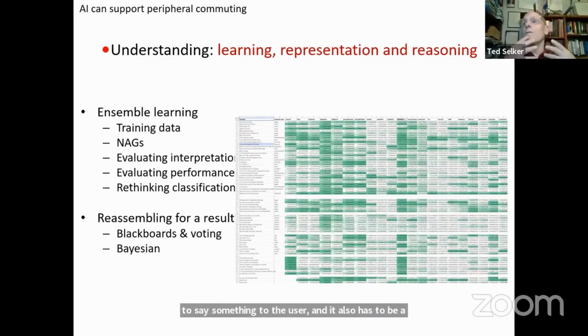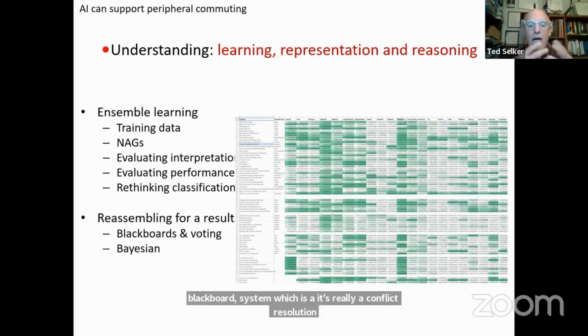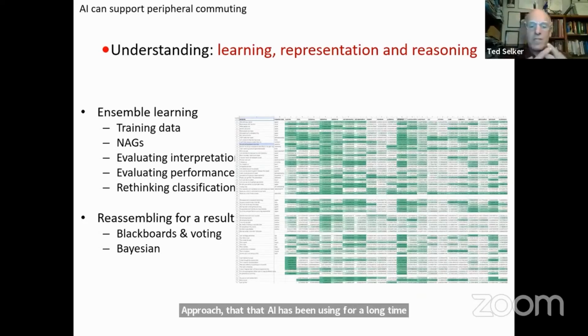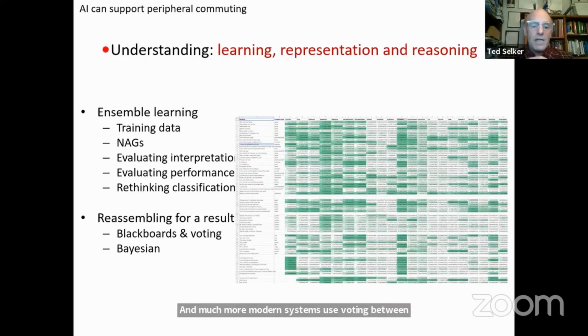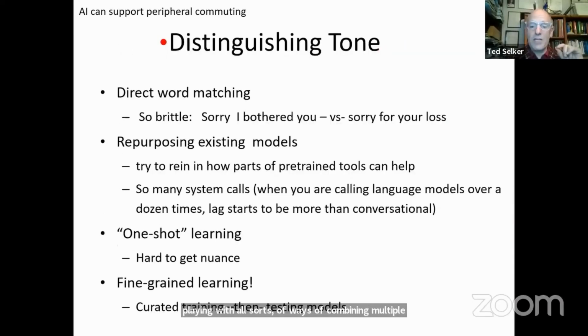And so there's something called a blackboard system, which is really a conflict resolution approach that AI has been using for a long time to have a lot of knowledge experts decide. And much more modern systems use voting between different machine learning models, and more sophisticated approaches like Bayesian nets that go into different states along the way. So we've been playing with all sorts of ways of combining multiple kinds of AIs to decide when it's appropriate and what to say to a person to support their communication.